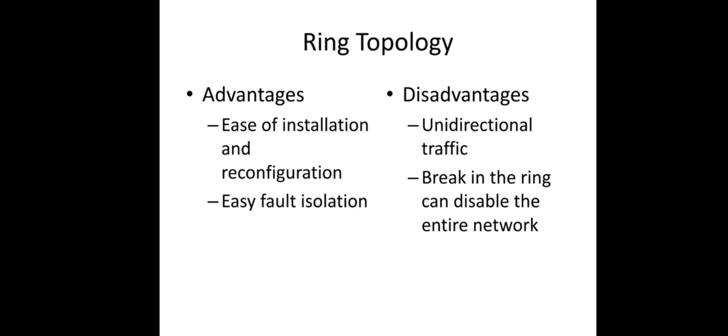Definitely the unidirectional traffic, right? Even if the data to be transmitted is for the immediate neighbor, and if it is in the opposite direction, then we have to wait for a long period of time. So this is a drawback. And a break in the cable can disable the entire network. That's also another problem with ring topology.